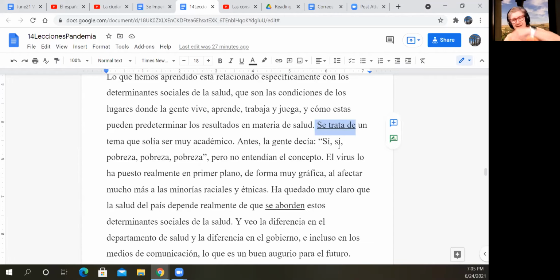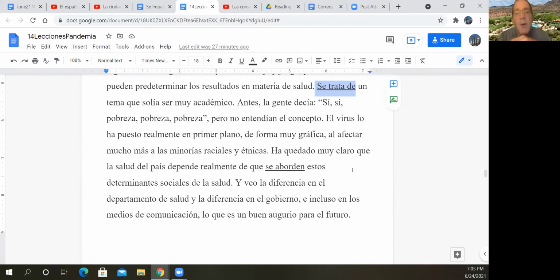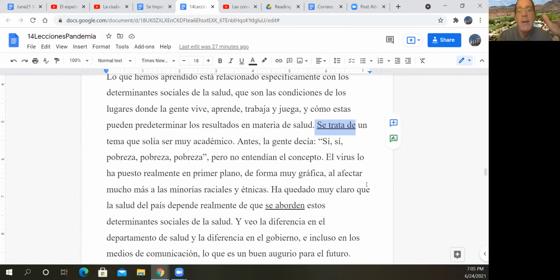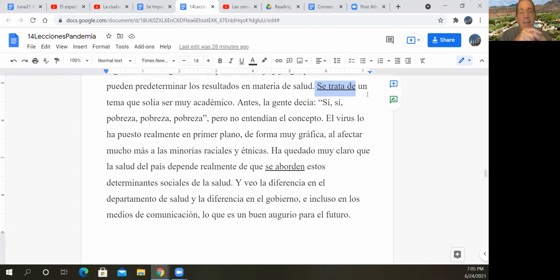Oh, yes, poverty. They're always the poor, right? This can almost be read both ways though, because when I read this, I thought it is treated as a topic only to be. Yeah. Well, it looked like it was passive. Not passive. Yeah, you probably could. Se trata de is usually indicating this is about. But yeah, we could take it that way. It could be interpreted that way. You bet.